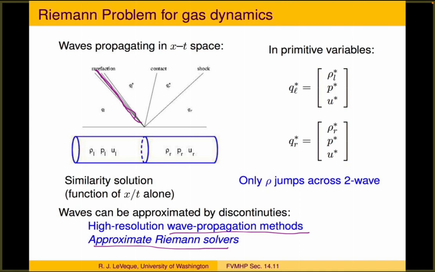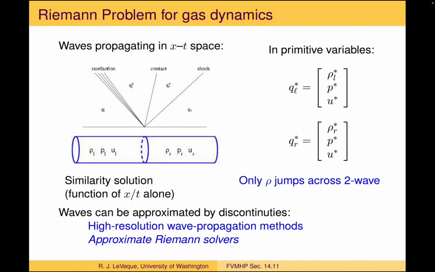There are also even simpler approximate Riemann solvers that we'll look at that would replace this Euler equations solution with three waves by only two propagating discontinuities, for example. But in a future lecture, we'll look at approximate Riemann solvers. For the moment, we want to talk about how you would actually compute, in principle, the exact solution of this Riemann problem.